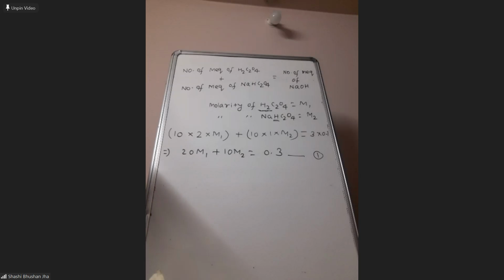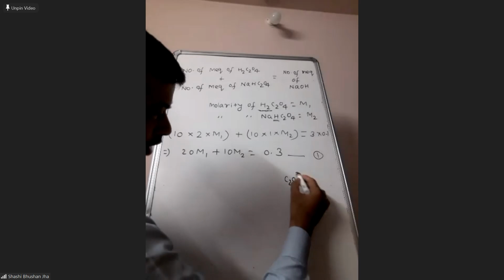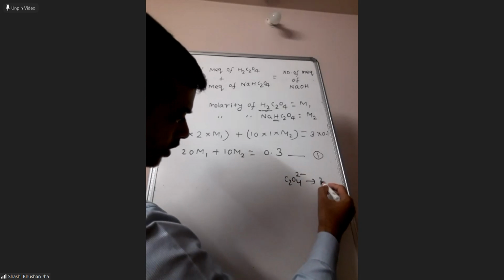Now the solution containing oxalic acid and sodium bioxalate is reacted with potassium permanganate. You know what is going to happen here. Potassium permanganate is an oxidizing agent. It will be oxidizing these oxalates. Oxalic acid will be oxidized to carbon dioxide. Sodium bioxalate will also be oxidized to carbon dioxide. In both cases, this oxalate is going to be oxidized to carbon dioxide.